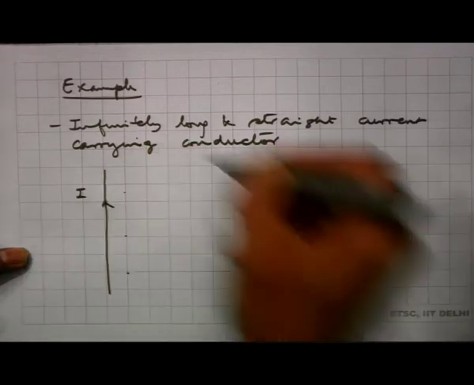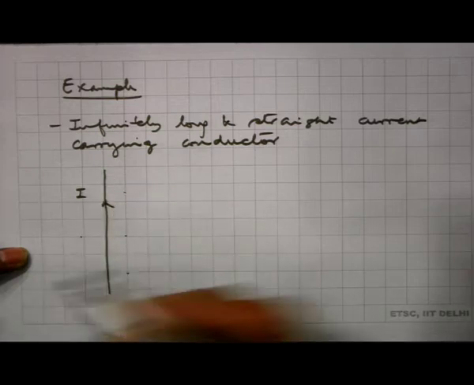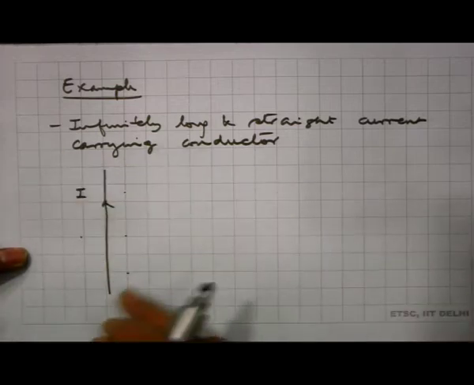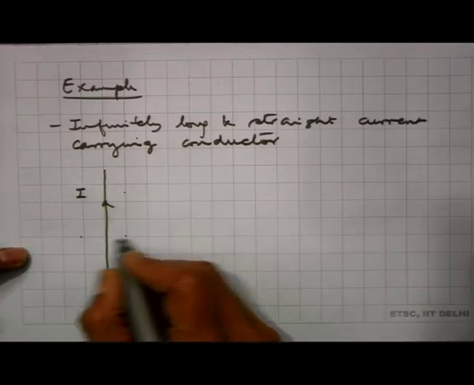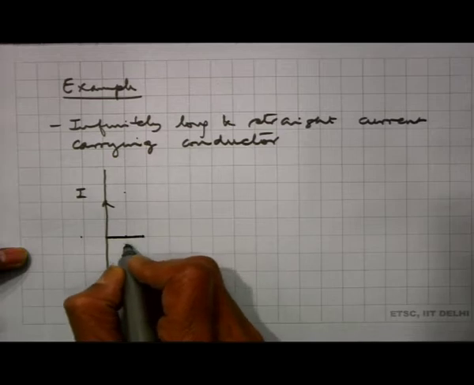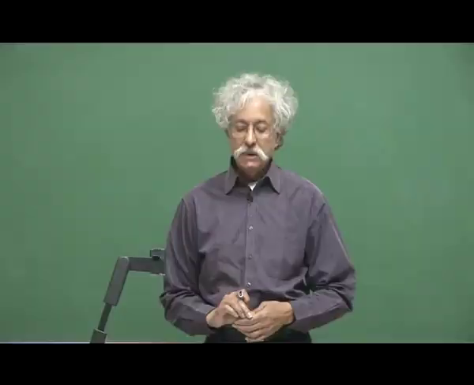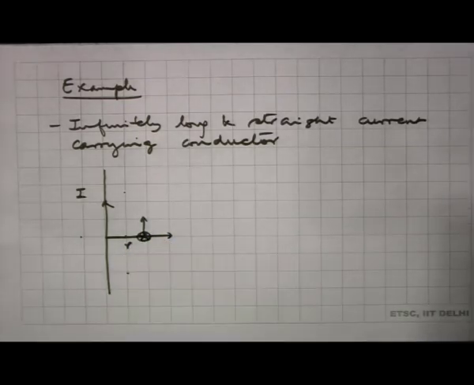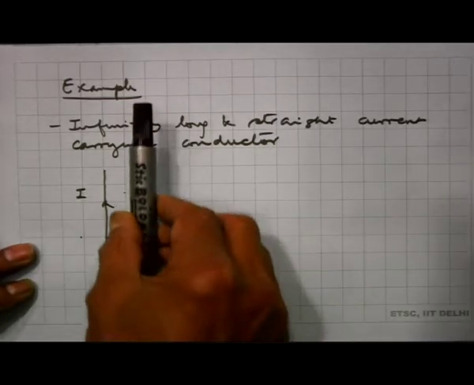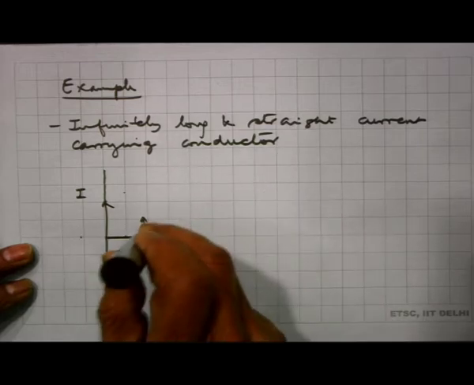It cannot depend on this angle, because this point is the same as this point. It cannot have an angular dependence. The only dependence it can have is an r dependence, that is the distance from here. Although the magnetic field has an r dependence, it can have 3 components: a component parallel to the wire, a component perpendicular to the wire, and a component parallel to the wire in the other direction.